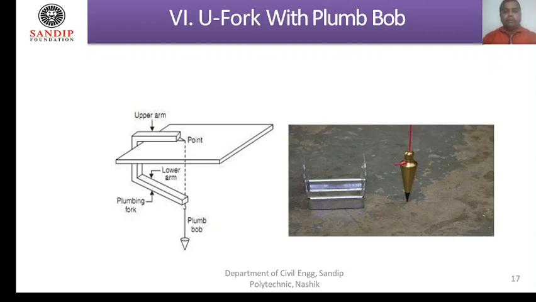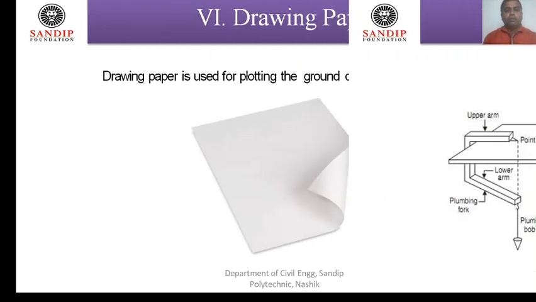Next is U fork with plumb bob. You have seen the plumb bob so many times, but you may not have seen this U fork. U fork is nothing but a metallic plate in U shape. The specification is that the pointers are in line with a hook provided below the U fork, and the plumb bob is attached to this hook. The purpose of U fork is to transfer a ground point on a paper or a paper point on the ground. That is the main purpose of the U fork with plumb bob.